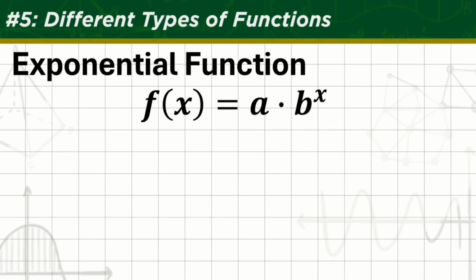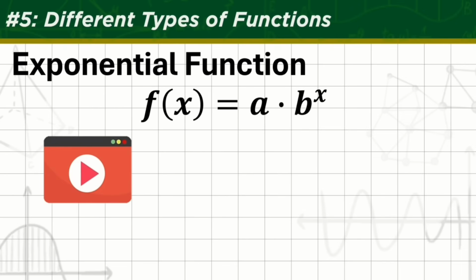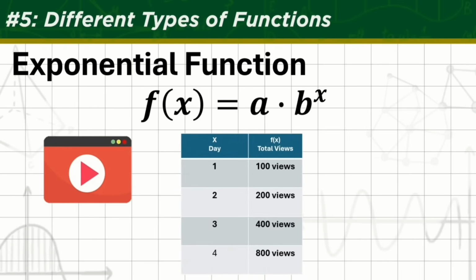Let's say you post a video and the number of views doubles every day. For day 1, 100 views. For day 2, 200 views. For day 3, 400. And day 4, 800. That pattern follows a certain function: f of x is equal to 100 times 2 raised to x.